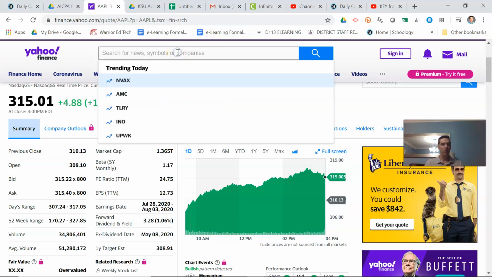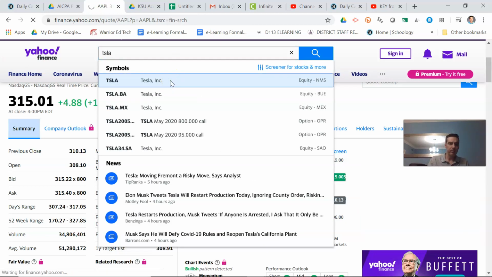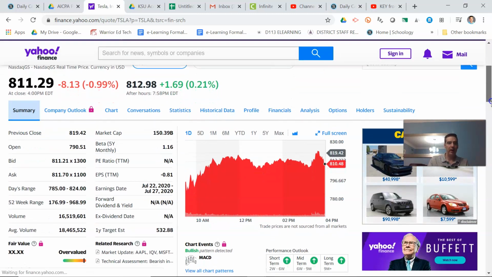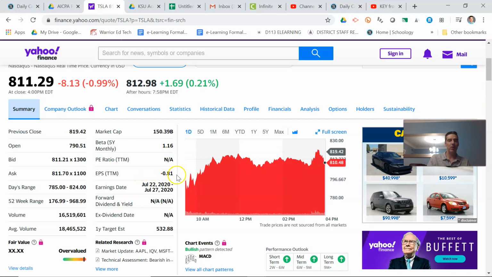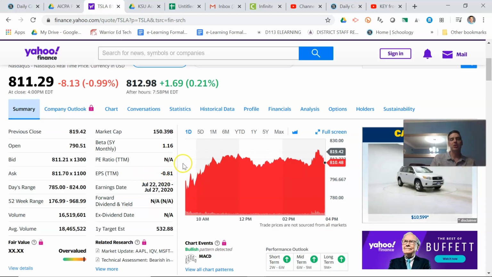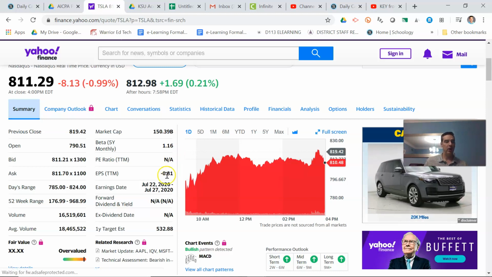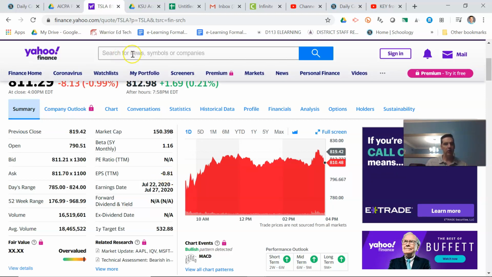Right now, one company that's getting a lot of press nowadays is Tesla. If we look at Tesla, this one is up to $811 a share. And if we look at the P/E ratio, it's N/A. And if we look at earnings per share, it's negative 81 cents a share. So for every share of Tesla that's held, the company loses 81 cents. And when you really think about that, you're like, well, how does that happen? Because stock is a forward-looking mechanism on what the future prospects of a company are.